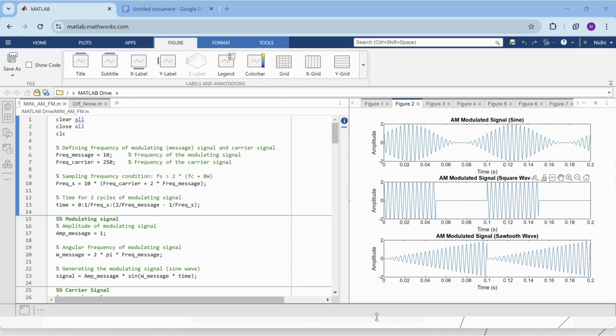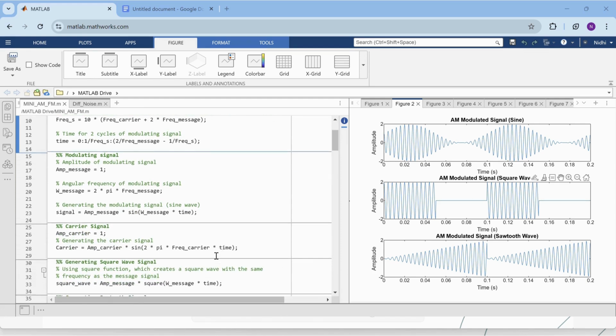We took the frequency of the modulating signal as 10 Hz while the carrier frequency is 250 Hz. To ensure proper sampling, we set the sampling frequency at 10 times the sum of the carrier and twice the bandwidth of the message signal. This setup ensures that our sample signal have sufficient resolution for modulation and demodulation analysis.